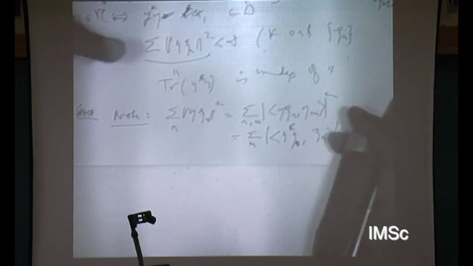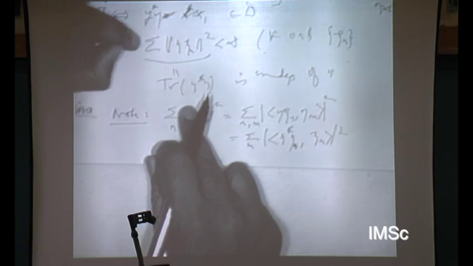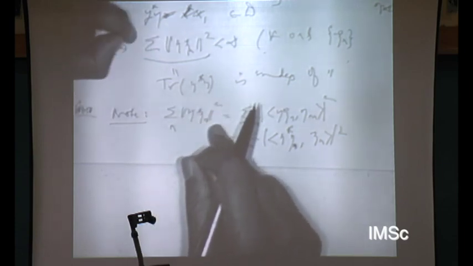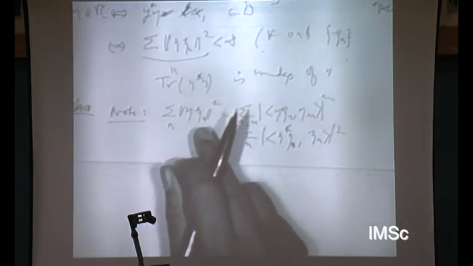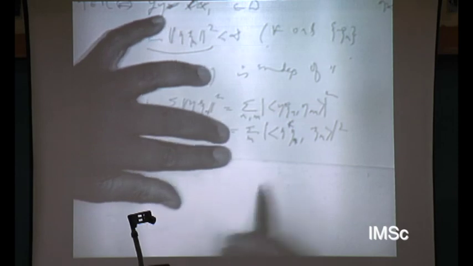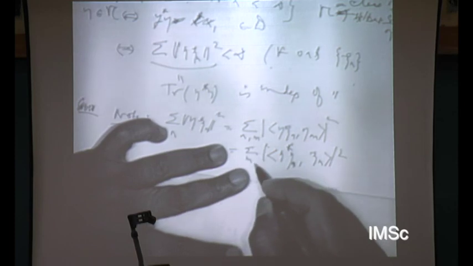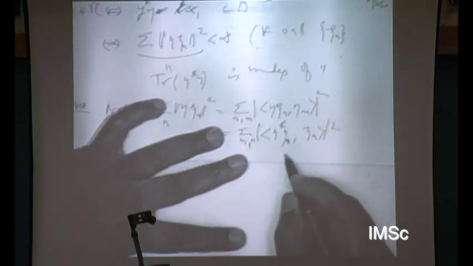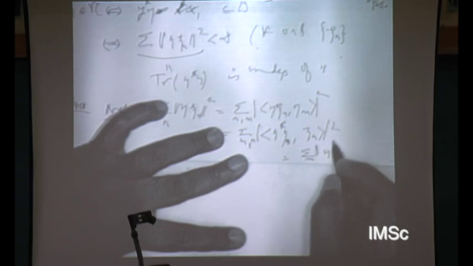One calls an operator Hilbert-Schmidt if it has this property: the trace of y star y will be finite. That is the same as saying that the sum of norm y n squared is finite for all n. So what about the sum over m, n? No, this is still m n, but now you can write this as the sum over m of norm of y star eta m squared.